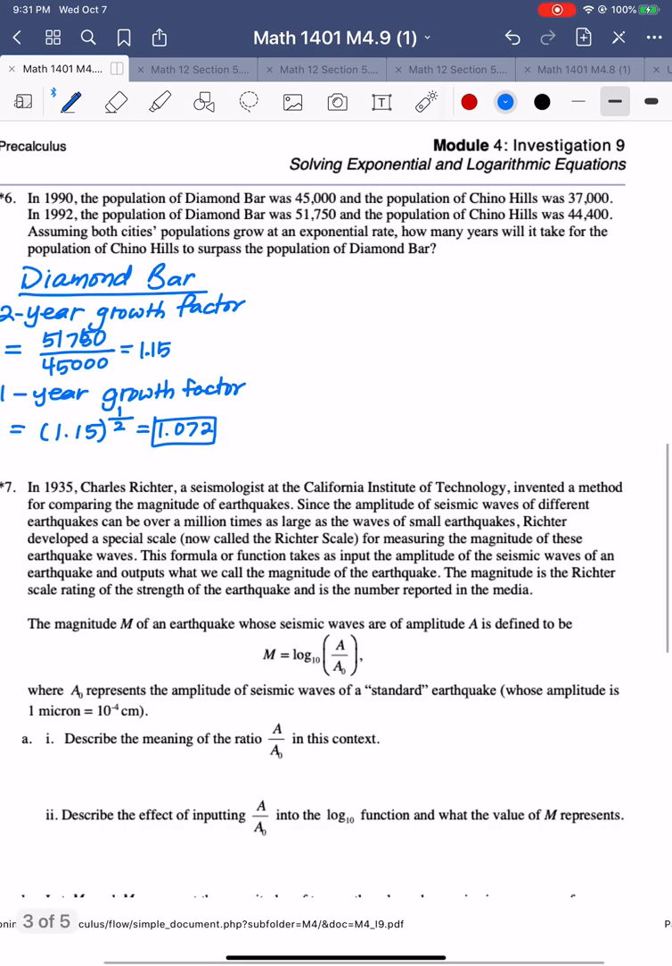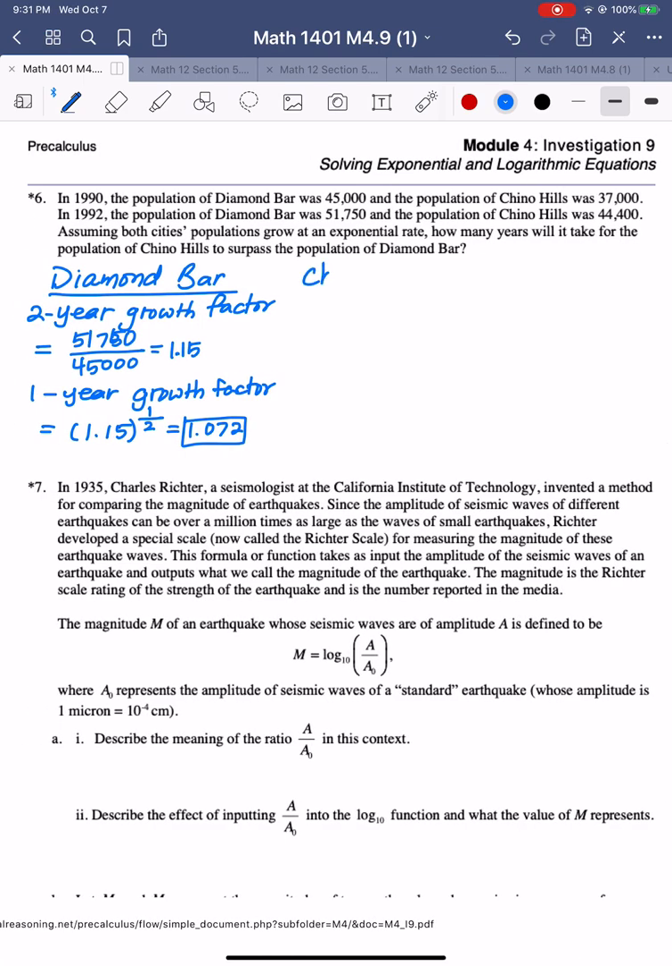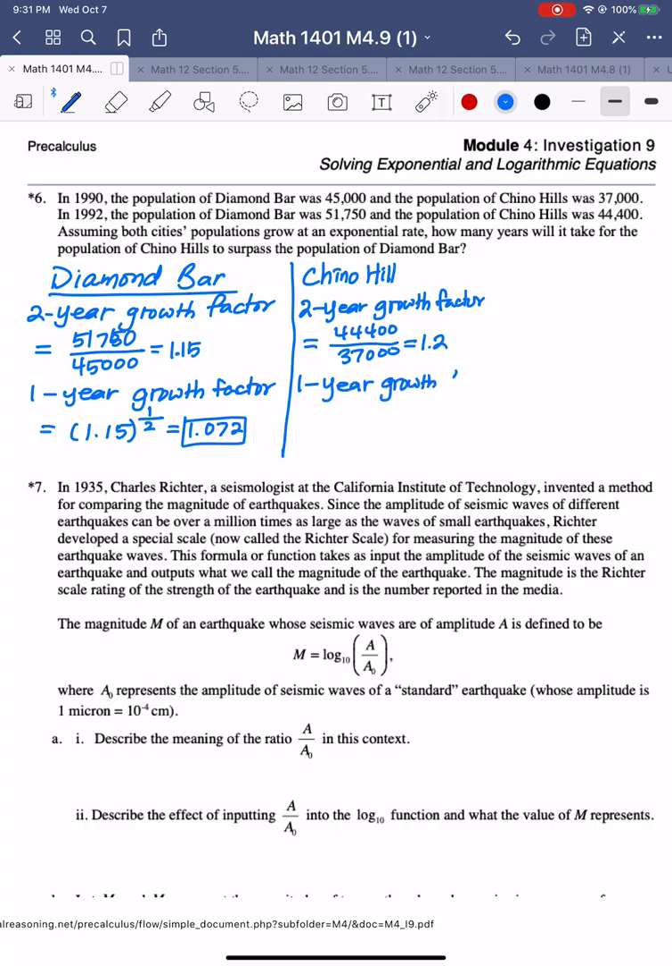For Chino Hills, the 2 year growth factor will be 44,400 divided by 37,000, which is 1.2. So now if you change to the 1 year growth factor, then it will be 1.2 to the 1/2 power, and that becomes 1.095. Okay, now we are looking for the years.